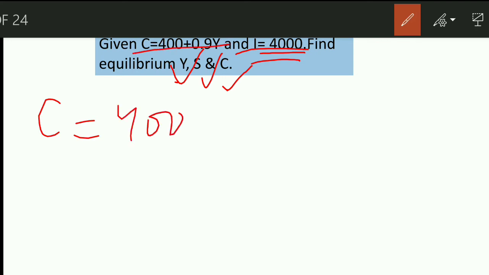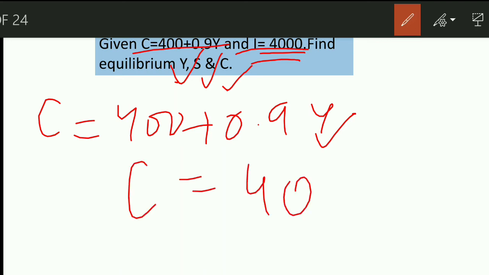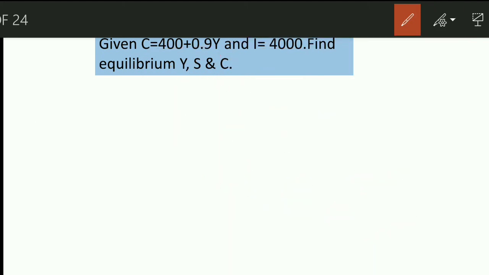Now you can find consumption easily, right? Consumption is 4,000, it is given over here, plus 0.9y. All right. The value of y is already there with you, 44,000. So by putting it over there, you will get consumption equal to 40,000. Solve it and you will get your answer. All right. So everything was very easy.